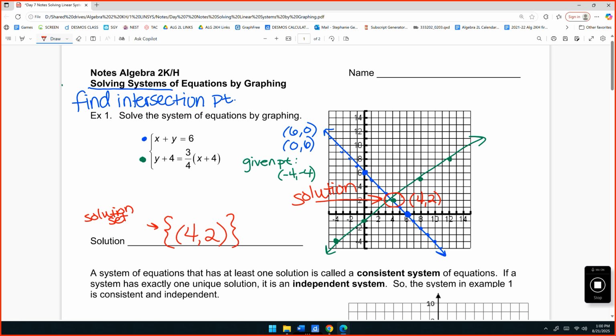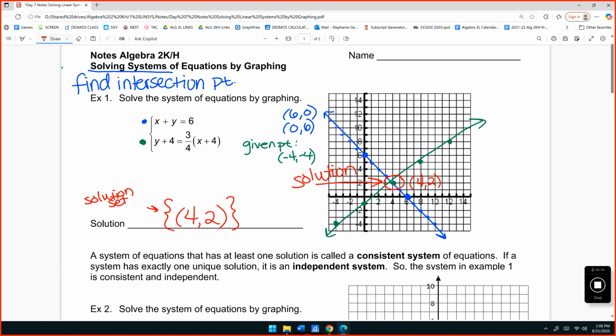The other thing is the label or the category of system. We're gonna give this a name, all right? And I've got a little explanation here. So a system of equations that has at least one solution is called a consistent system. So if there is an answer, we refer to it as consistent. If it has exactly one solution, it is also called independent. So this one, if we asked to categorize or name it, its category would be called consistent, independent.